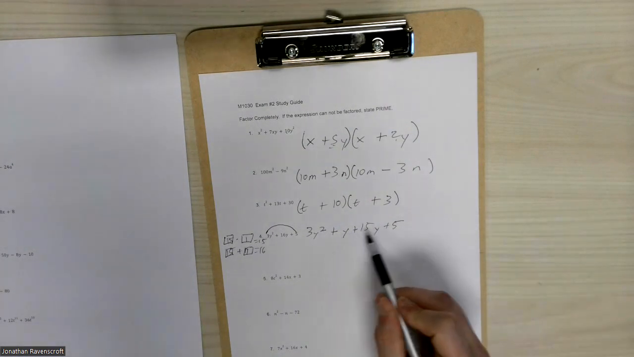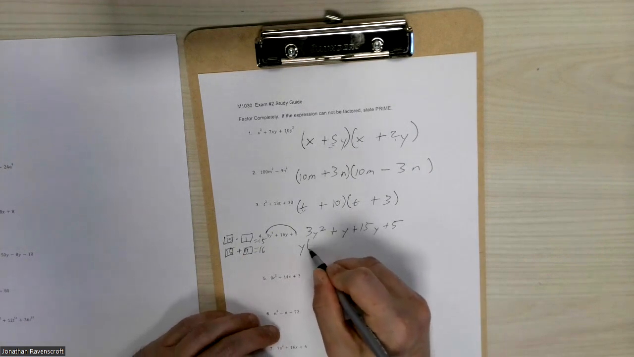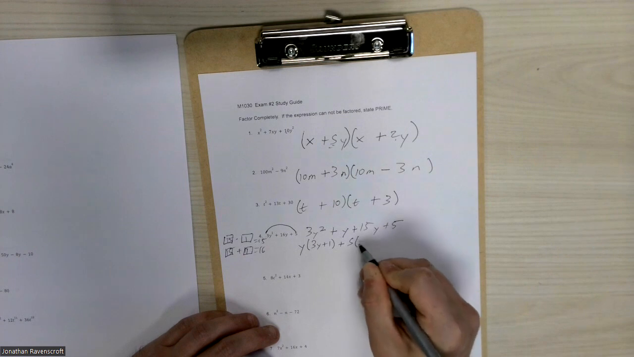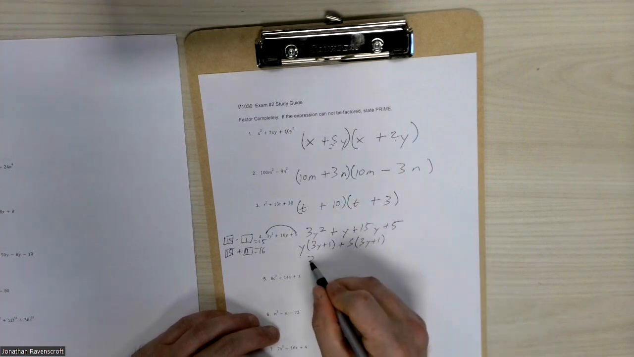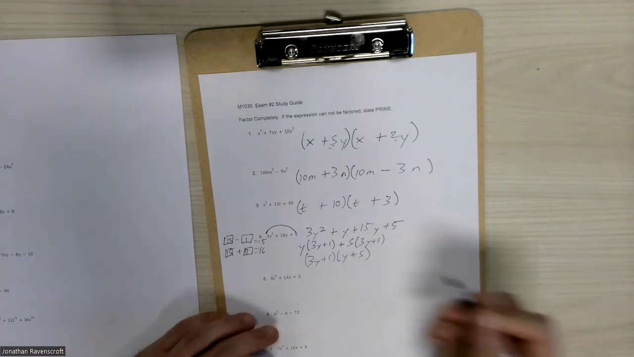Now remember, the order of these two terms doesn't matter. If you reverse them, you'll get the same answer. Y times 3y plus 1 plus 5 times 3y plus 1. 3y plus 1 is the same. Factor it out. Y plus 5 is left over.